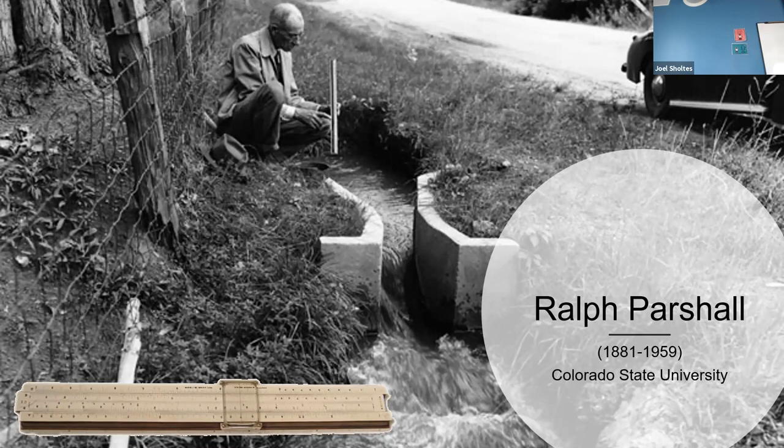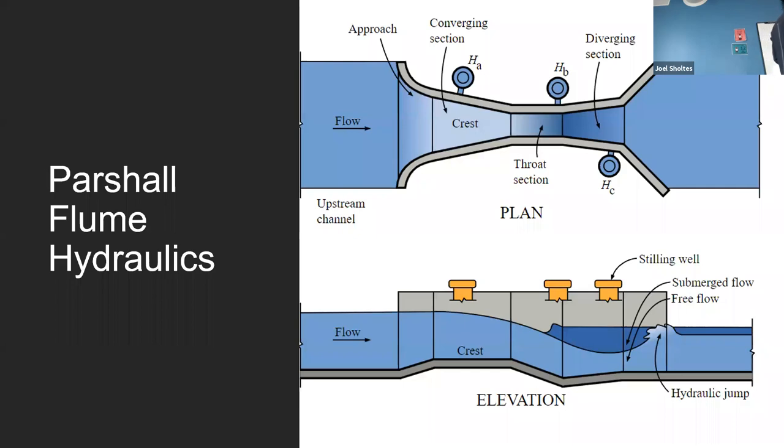And if you go to CSU's campus outside of the engineering building, they've got this water fountain with a bunch of different flumes as part of the water features. So a partial flume is integrated there. Here's how the hydraulics work.